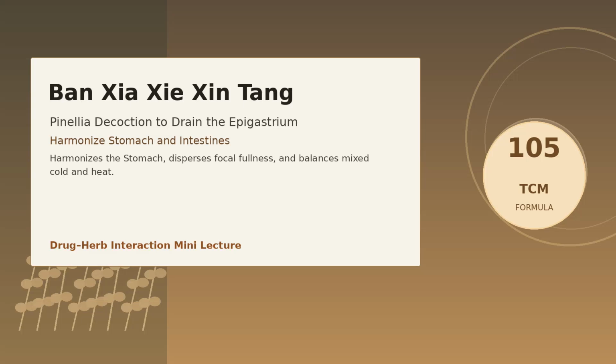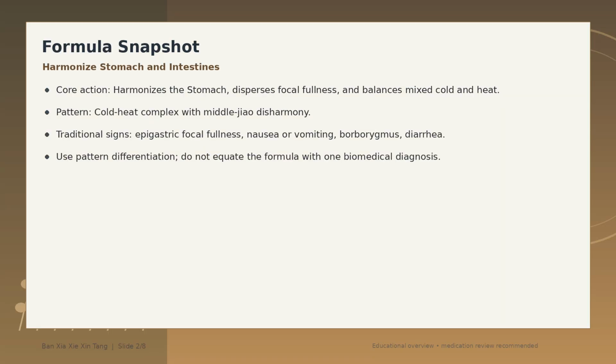This mini-lecture focuses on the formula logic, recognizable pattern features, and practical drug-herb interaction screening. It is an educational overview, not an instruction to self-prescribe. Start with the pattern rather than the disease label. The traditional target pattern is cold-heat complex with middle-jiao disharmony.